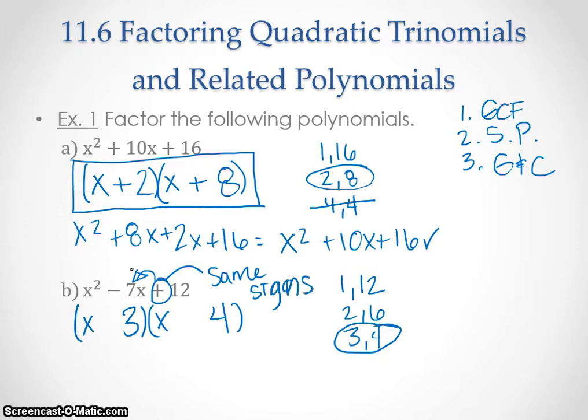Okay. So I need either both positive or both negative. Now since this is a negative 7x, that means that I'm going to need both negatives here. So let's FOIL and double check.